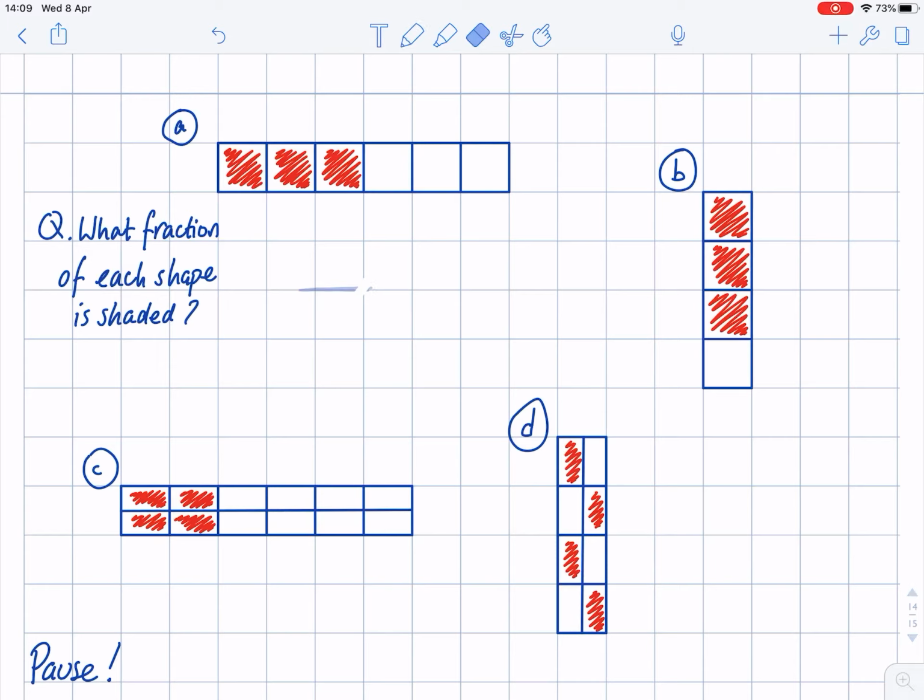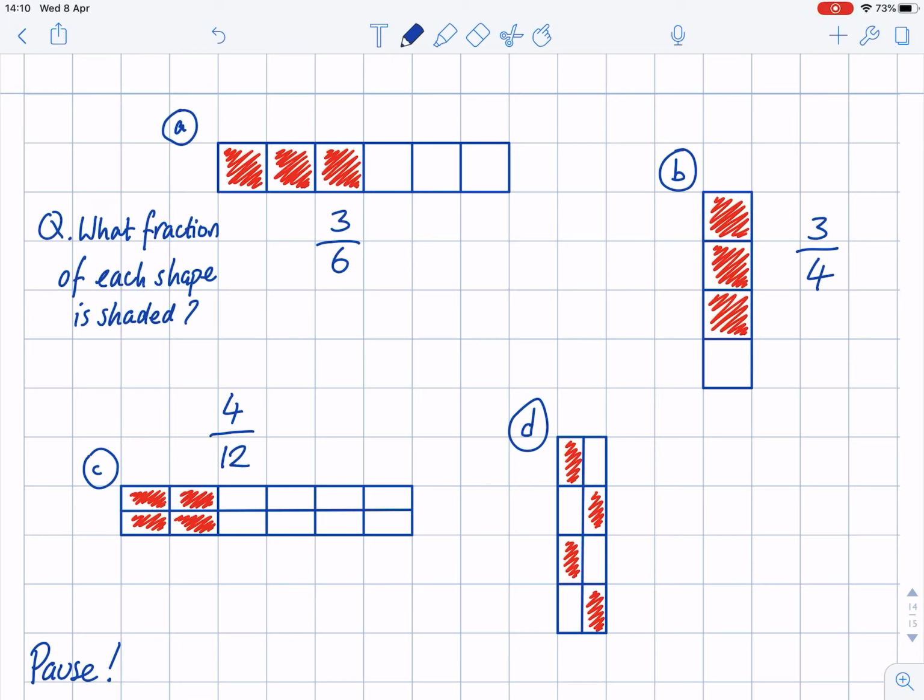Okay, brilliant. Like I said, that really shouldn't have taken you long. Hopefully you've got all the right answers. So for A, 3 of the pieces are shaded, and altogether there are 6. If we look at B, 3 are shaded again, but this time there's only 4 pieces. C, I've got 4 pieces shaded in, and there's 12 pieces altogether, so I would say that as 4/12.